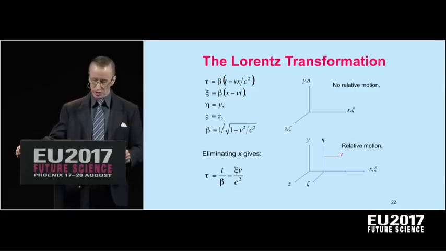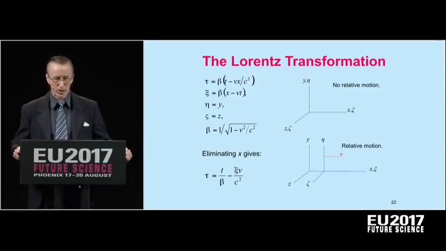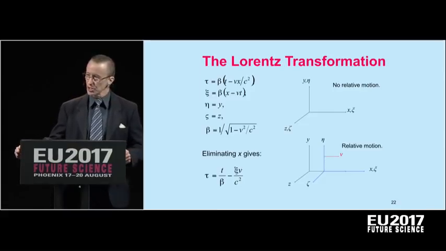The Lorentz Transformation is on the left. This was first introduced by Woldemar Voigt in 1887. He didn't have the term beta. That's the only difference. The beta term, which is 1 over the square root of 1 minus v squared over c squared, did not appear in Voigt's transformation. So if you take beta out, you have Voigt's transformation.